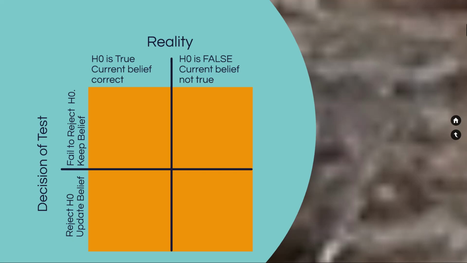And this leads to some situations which would have a correct outcome, such as when your null belief is true, your current belief is correct, and you decide to keep it. But if your current belief is correct, you may, because of the test, decide to reject it. That would be a wrong decision. It would also be wrong if your current belief is not true, but you decide to keep it.